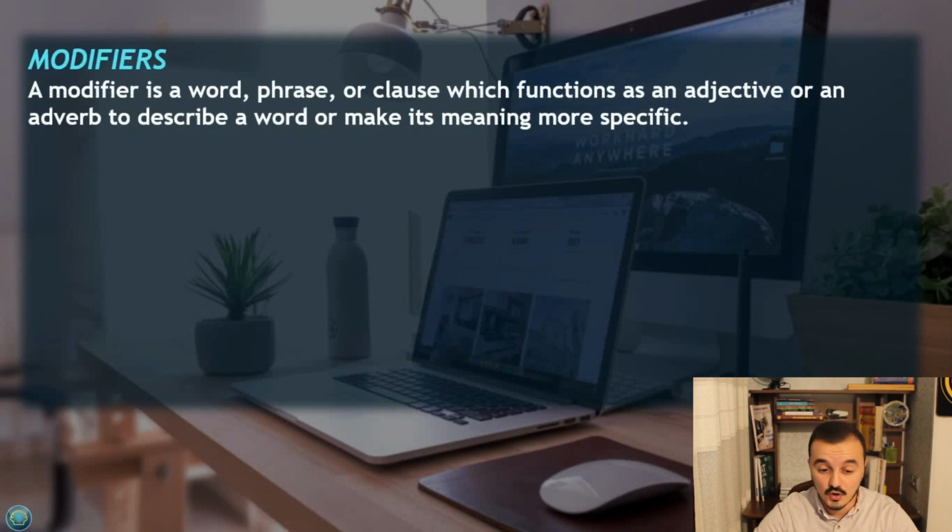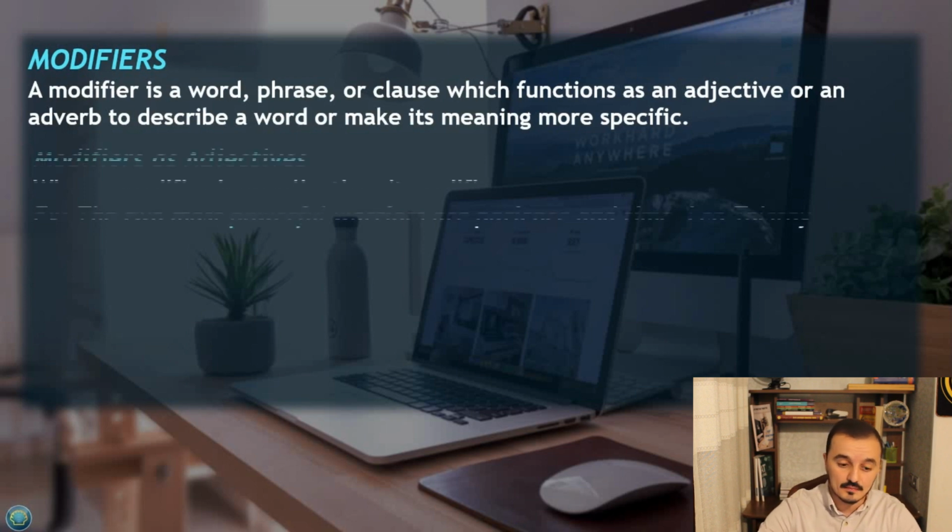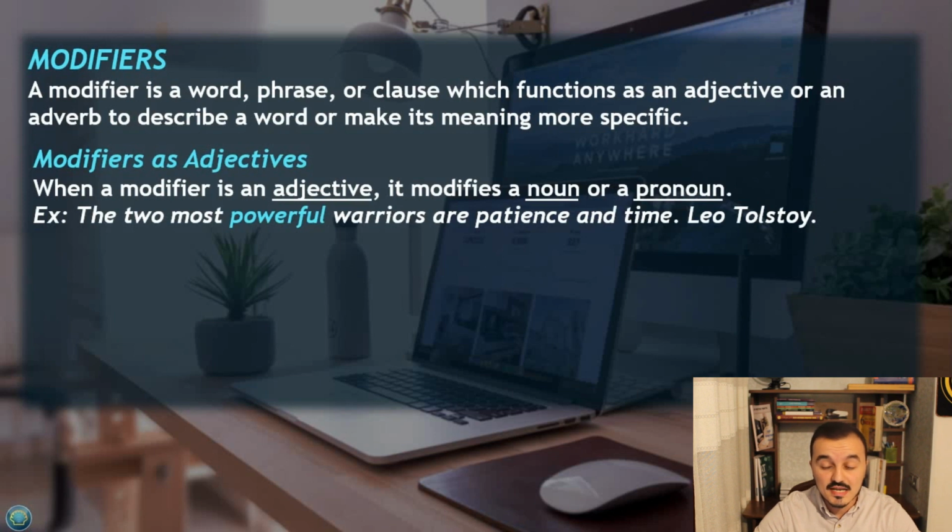A modifier is a word, phrase, or clause which functions as an adjective or an adverb to describe a word or make its meaning more specific. When a modifier is an adjective, it modifies a noun or a pronoun. For example, the two most powerful warriors are patience and time. In this case, powerful is an adjective and it describes my noun, warriors. What kind of warriors? Powerful warriors.